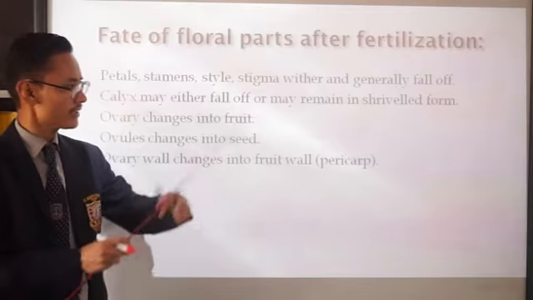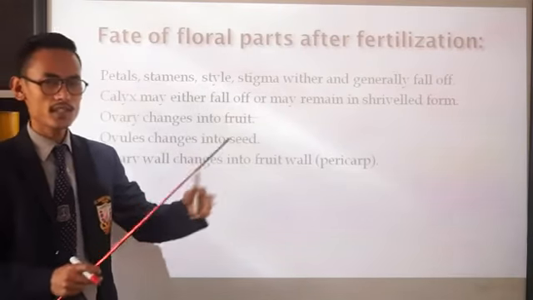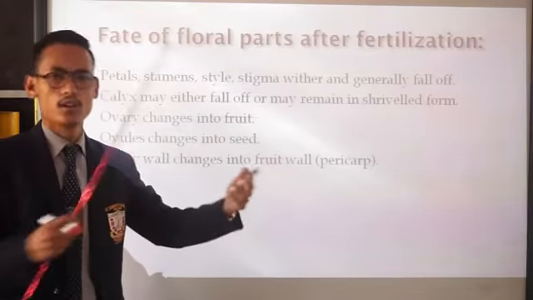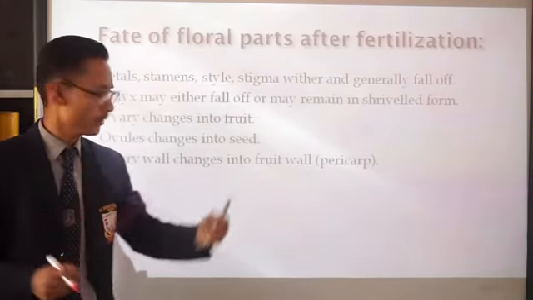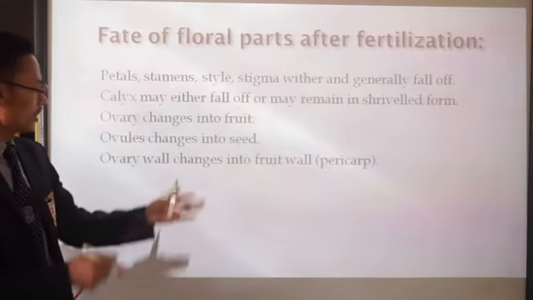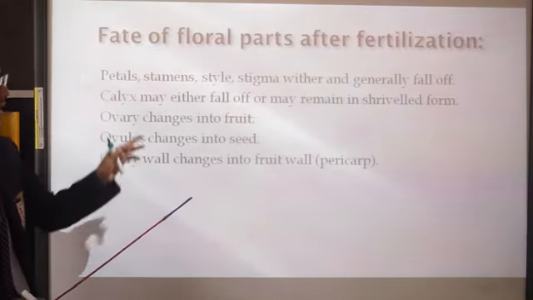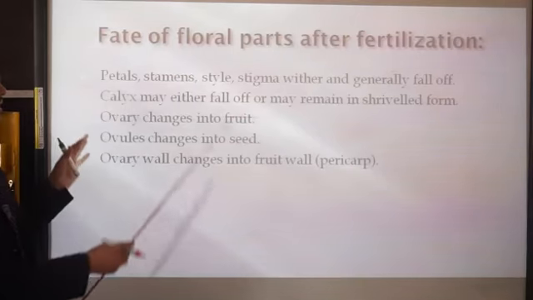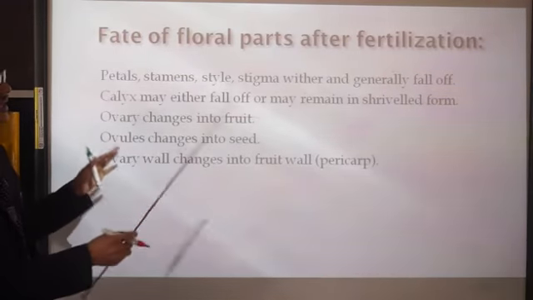Clear? So now after fertilization, there will be changes within the flower, which we'll call post-fertilization changes. Alright, so let's see what are the changes that occur in the flower after fertilization. So generally calyx, corolla, they will wither off, they will fall off. The ovary will change into fruit, ovules into seeds, and the wall of the ovary will change into the fruit wall, which is called the pericarp. So these are the changes that occur in the flower after fertilization.